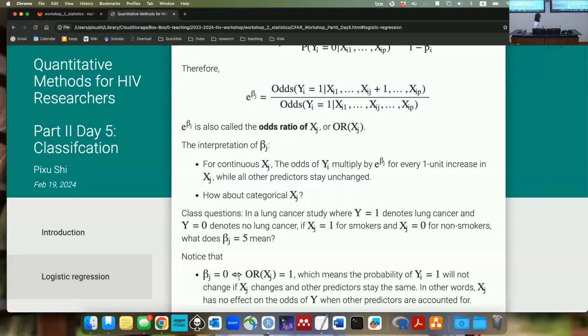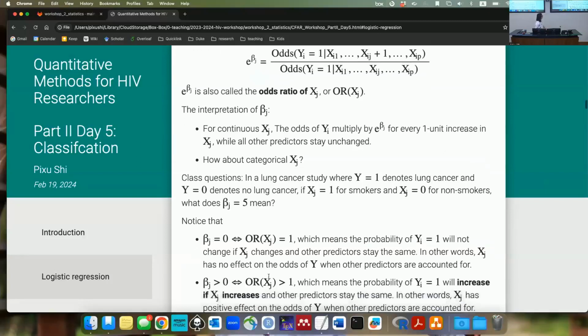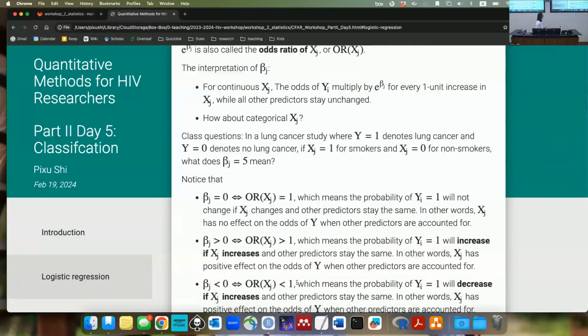And the sign of that coefficient corresponds to the direction of the change. It's the same as linear regression. It's just this time it's multiplying the odds. So 0 means the odds doesn't change. The odds ratio is 1. The odds ratio of a smoker over a non-smoker is 1. If you are having a positive coefficient, it means smokers are more likely to have lung cancer. The other way, smokers are less likely to have lung cancer.